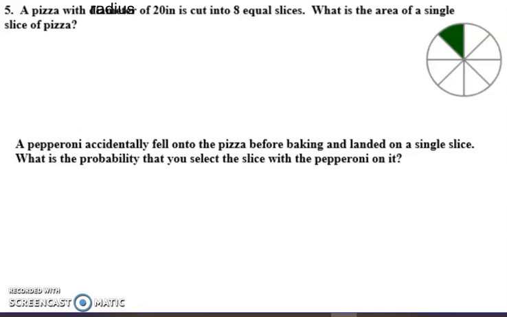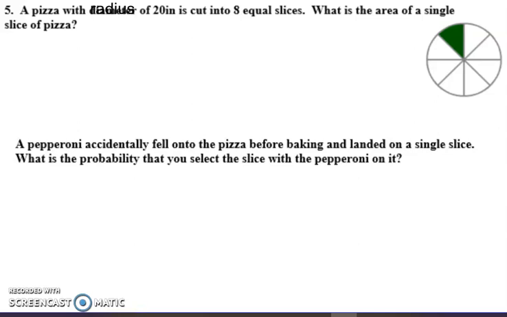But inevitably we want to figure out, a piece of pepperoni fell on your pizza somewhere. Okay, what is the probability that you actually get that slice of pizza with the pepperoni on? Okay, that's kind of what we're looking at here, right? So maybe something you'd be interested in, maybe not. But this is sort of a situation where we would think about geometric probability.